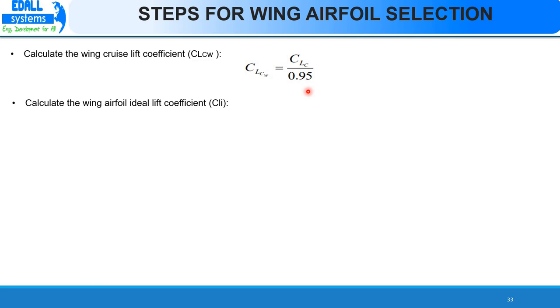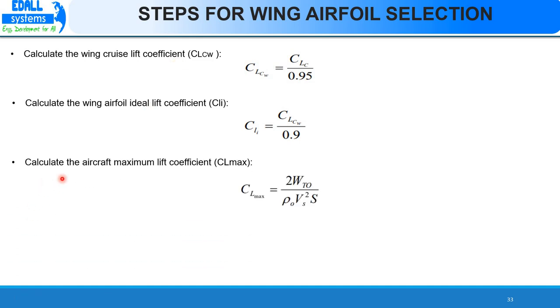Next, calculate wing airfoil ideal lift coefficient, that is CLI equals CLCW divided by 0.9, where CLCW is your wing cruise lift coefficient.